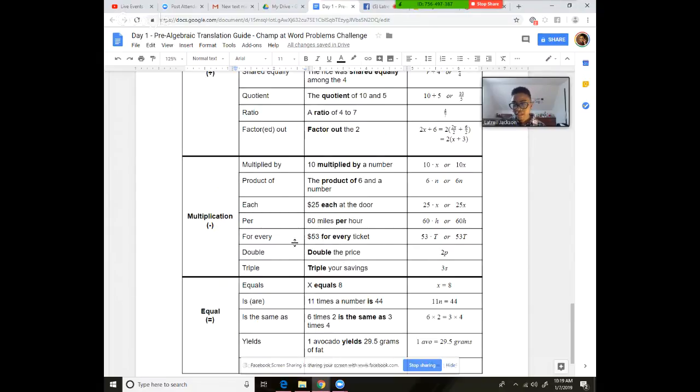So with multiplication, "multiplied by" is pretty self-explanatory. "Product of," so the product of 6 and a number. Sometimes you're going to get that, sometimes you're not going to have the other number. It's just going to say 6 and a number, or another number, or a variable, or some other unknown. So the product of 6 and the number is 6 times n, or 6n. These are two ways that you can write it.